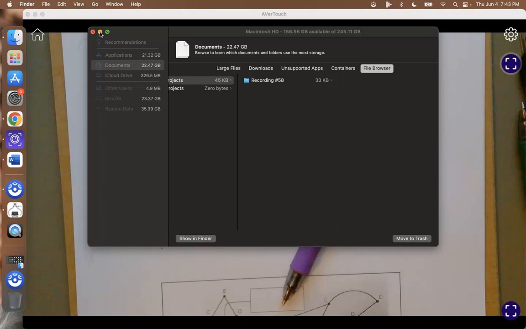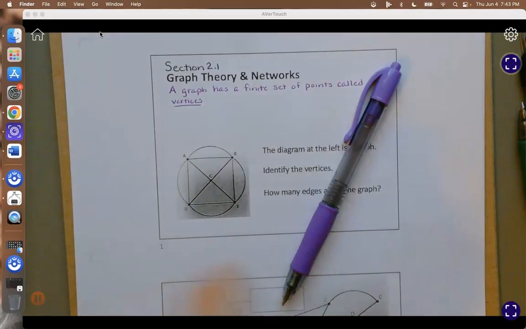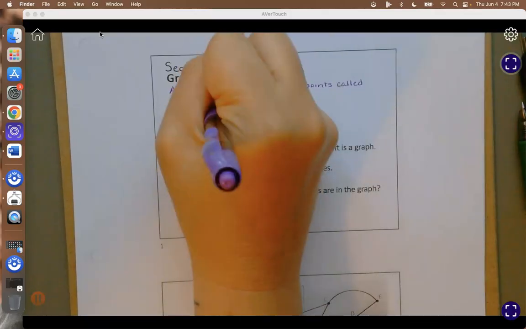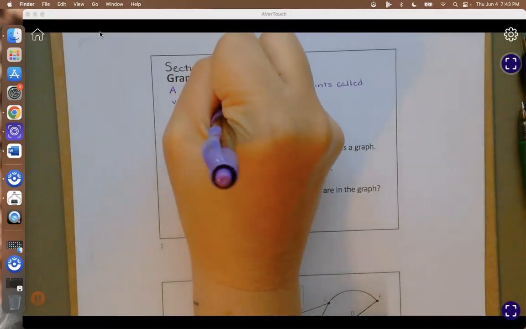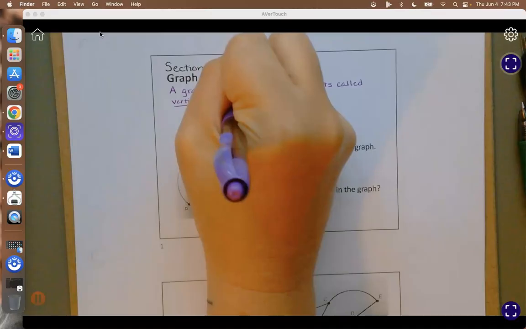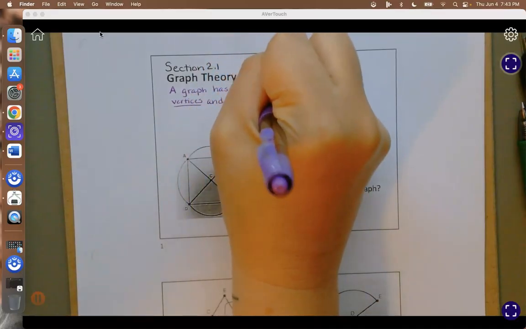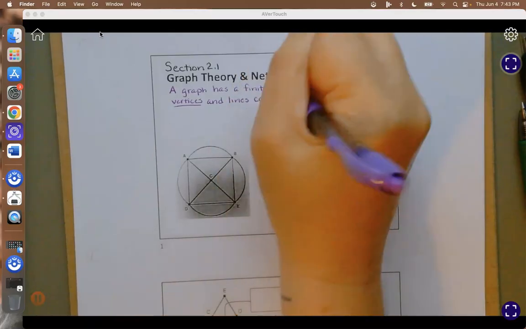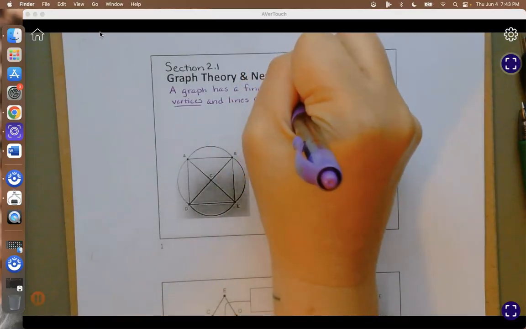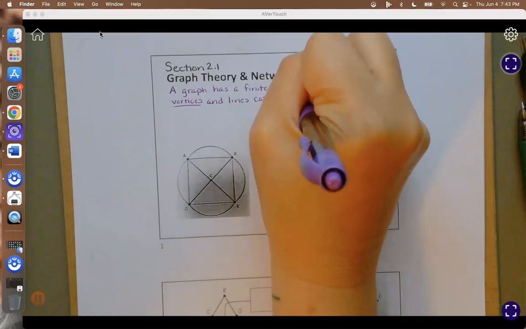Okay. Certain types of graphs are called networks.